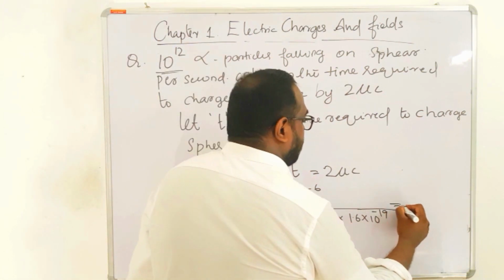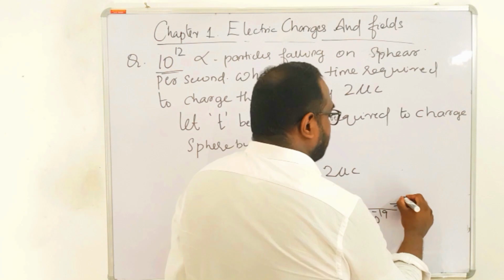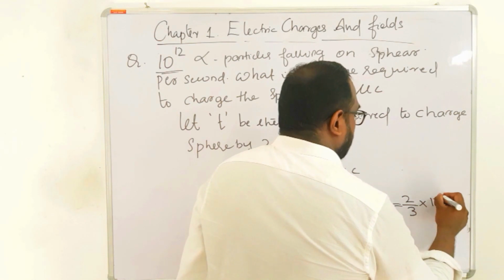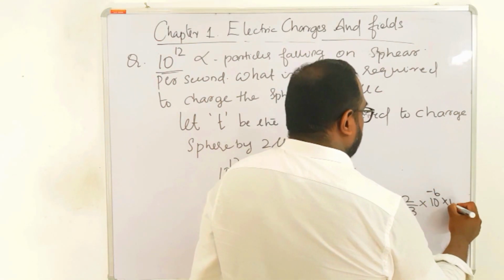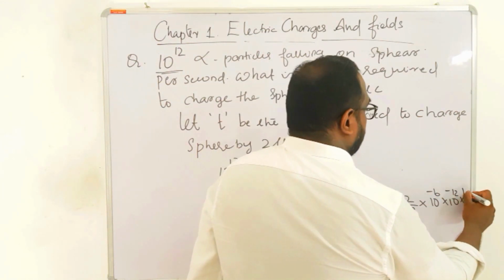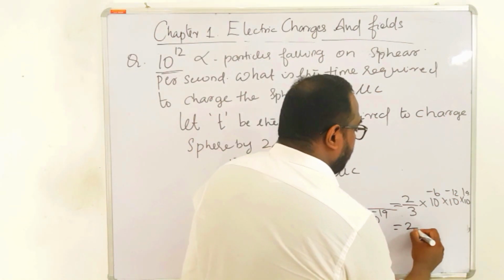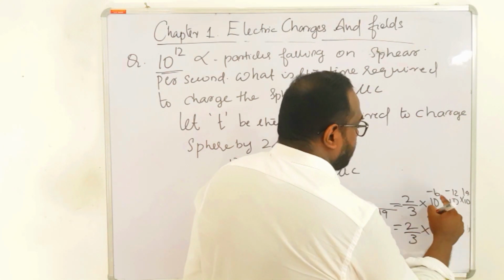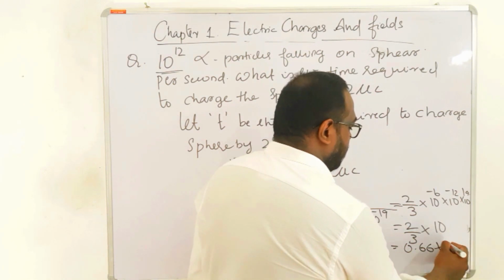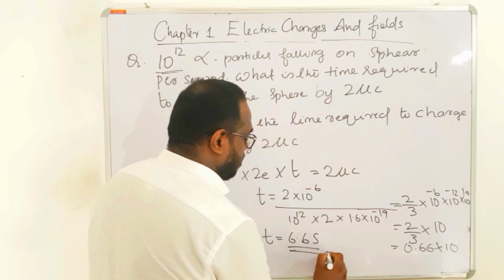So this will be equal to 2 into 1.6, you can say about 3. So you can write it as 2 by 3 into 10 raised to minus 6 into 10 raised to minus 12 into 10 raised to 19. 10 power 19, so 19 minus 18 is 1. So 2 by 3 into 10. What is 2 by 3? It is 0.66, into 10. So what will be the value? T is equal to 6.6 seconds. This is the answer.